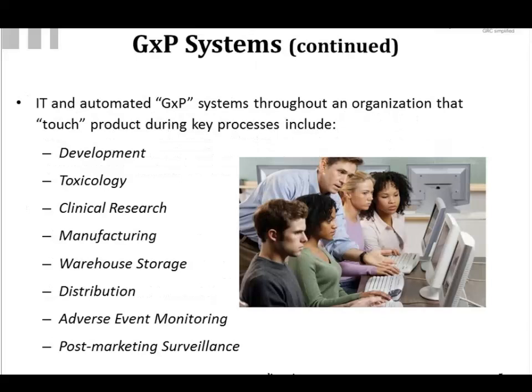Examples of areas in your organization, it's everything from developing your products, doing clinical and animal research, manufacturing and storing, and supply chain distribution. And then after your product is on the market, adverse event monitoring and post-marketing surveillance systems. You have systems used to manage all of these areas and the processes included.